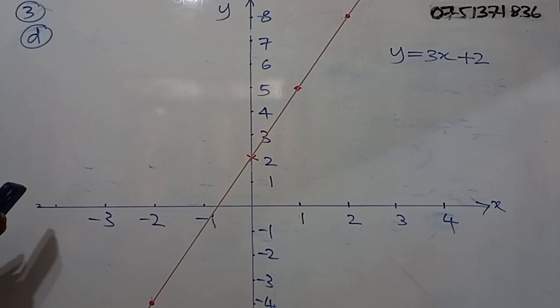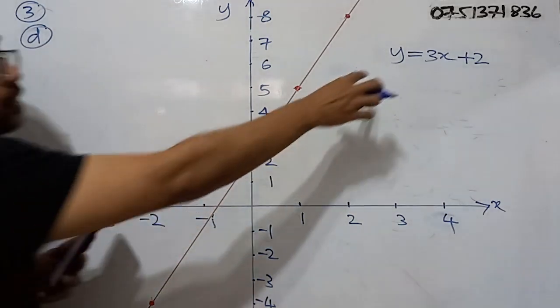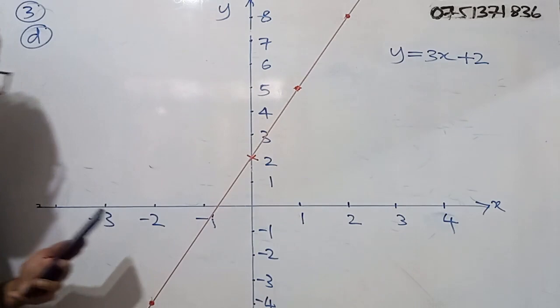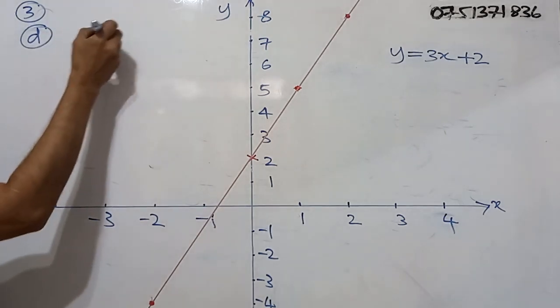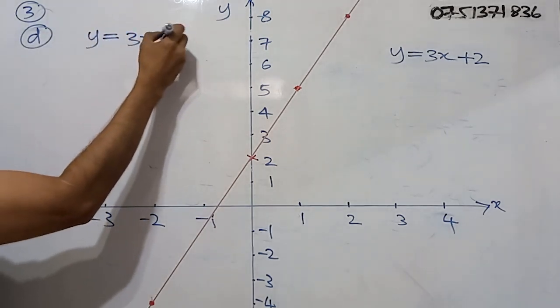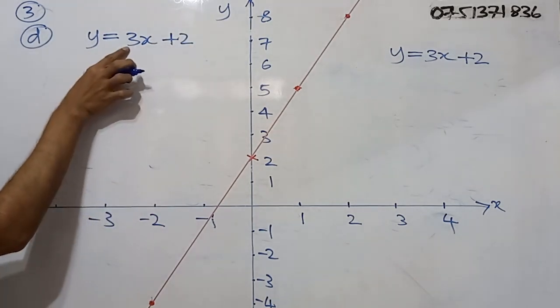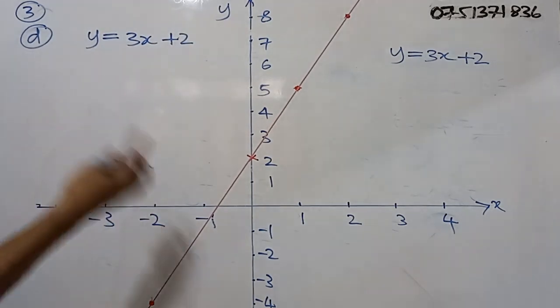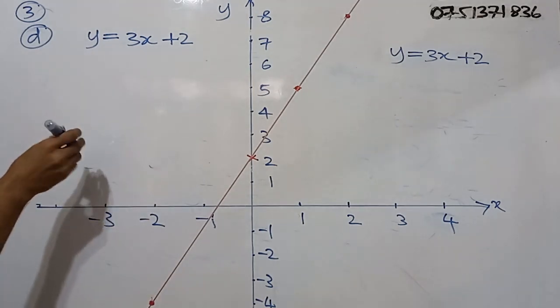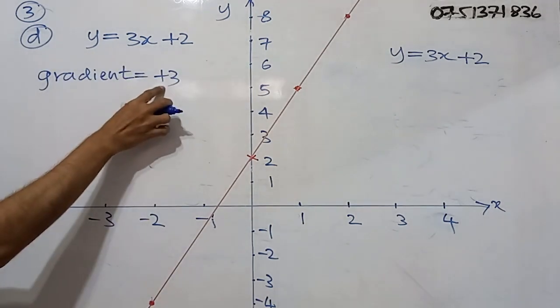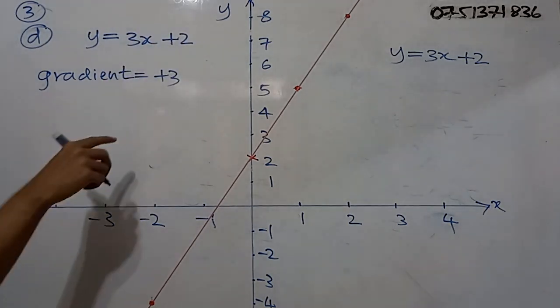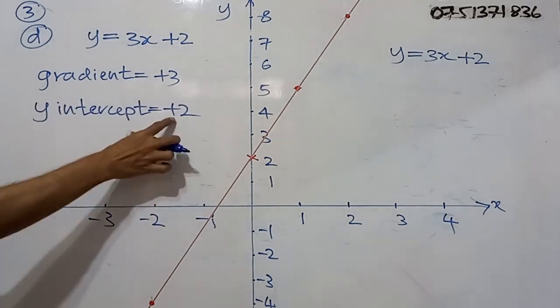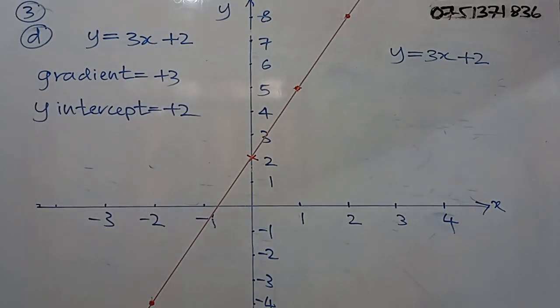Sub-question D. Using the equation of the line, y equals 3x plus 2, we need to find the gradient, then the intercept. The equation of the line is y equals 3x plus 2. So 3 is the gradient, a positive value. So the gradient is positive 3. This is the y-intercept, which is also positive 2. So the y-intercept is positive 2.